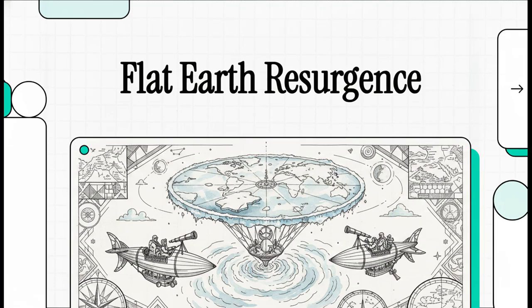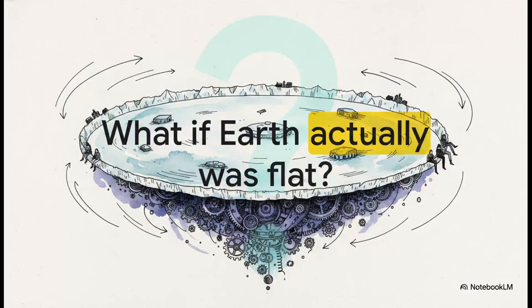All right, let's jump right into this explainer with a pretty wild hypothetical. I want you to just pause and imagine for a second. What would our world actually look like if it wasn't a sphere? I mean, really think about it. What if the Earth actually was flat? Would we just fall off, spin straight into the edge?